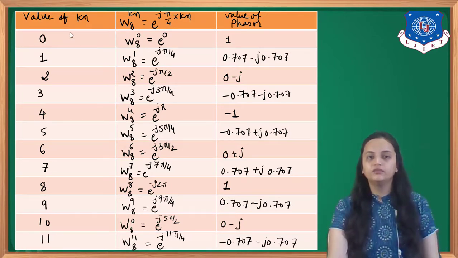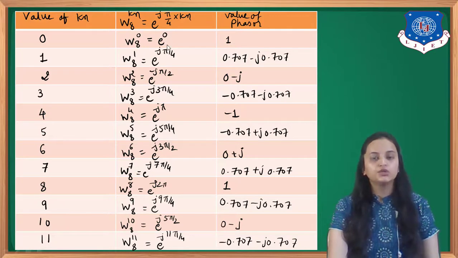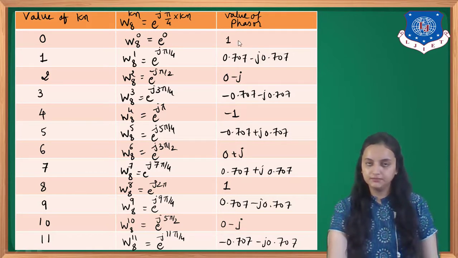Now, if we take value of kn 0, that means here W8 raised to kn, where kn is 0, will be represented as W8 raised to 0. For that, we will place these values into e raised to minus j 2 pi kn by N, where kn we will take as 0. So it will become e raised to 0. The value of e raised to 0 is 1, so here the value of this Twiddle factor will be 1.